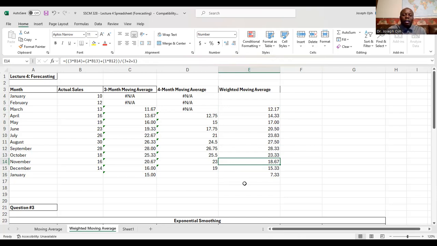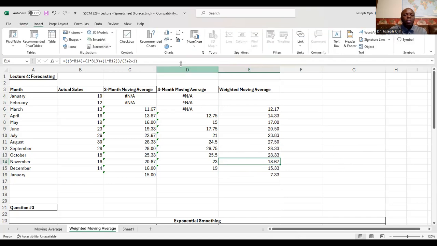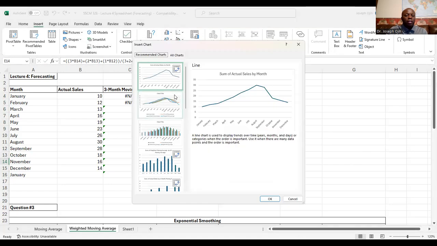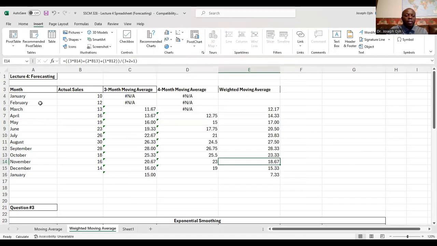So you can see, I didn't include the graph. I didn't check the graph. If I did, it would give us the graph. However, if you still want to draw the graph, you can still draw it. Insert. I forgot to check the graph. Recommended charts. No, what I'm going to do is highlight it first.